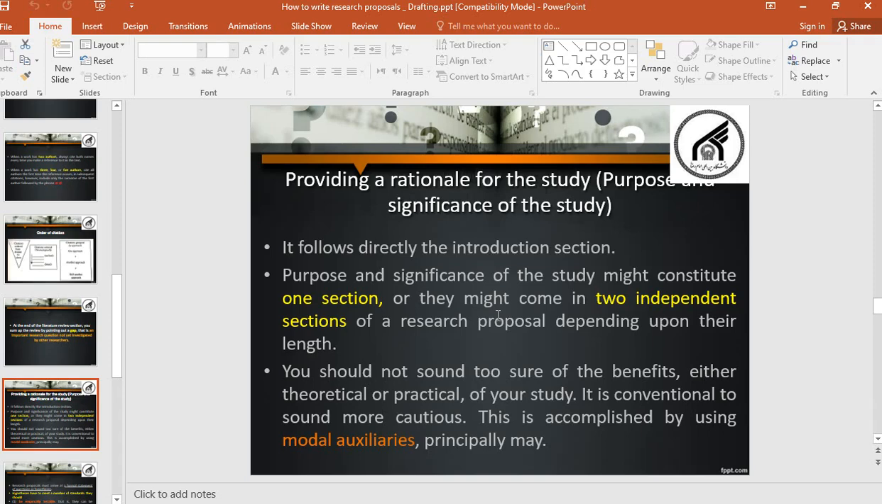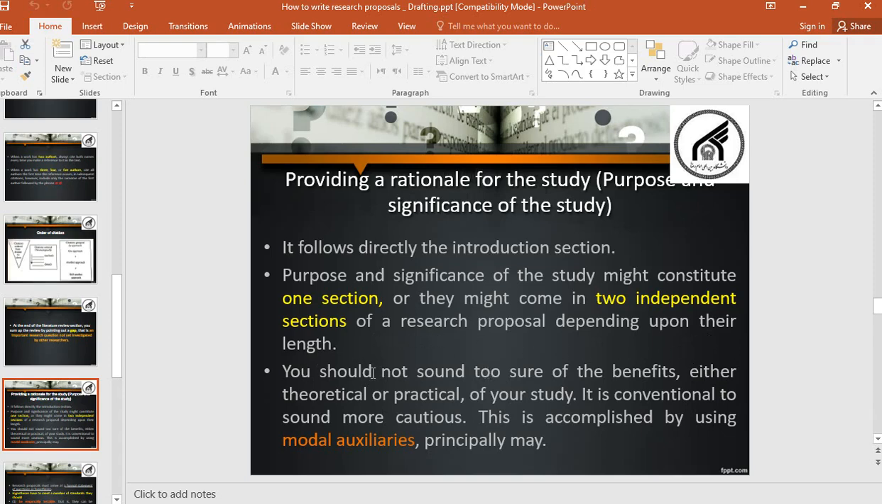So sometimes you can see that the purpose is separated from the significance of the study. In some formats of proposal, some researchers write the purpose of the study or the objectives of the study, and under another subtitle they write the significance of the study. Sometimes they bring it together, right? So sometimes they might constitute one section, and sometimes two independent sections of the research proposal, depending upon their length and their format.